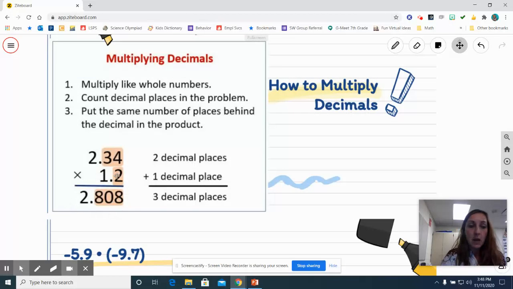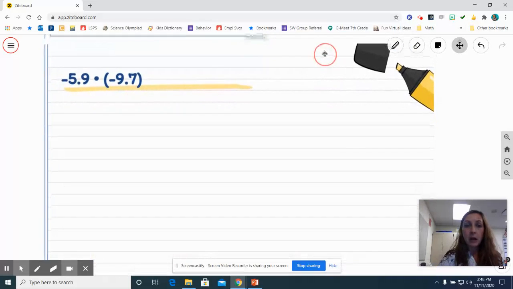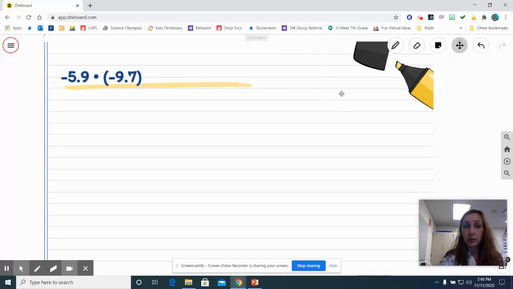In the example shown here, 2 and 34 hundredths times 1 and 2 tenths, the answer was done for you. And you'll notice that in the first factor, 2 and 34 hundredths, there are 2 decimal places. Decimal places are the number of digits that come after the decimal. So there's both a 3 in the tenths place and a 4 in the hundredths place. That's 2 decimal places. 1 and 2 tenths has 1 decimal place. That's a total of 3 decimal places. So you start at the end of your total and you count back 3, and that's where your decimal goes. So now to multiply with negative decimal numbers, you just combine those two separate rules.